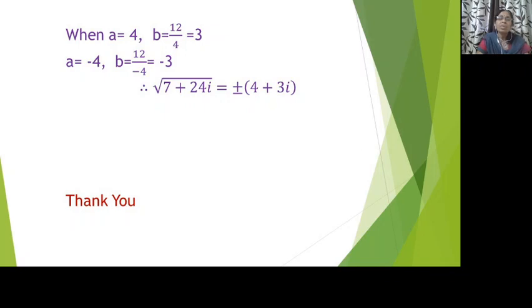So here we get the square root of 7 plus 24i is equal to plus or minus. In the first case, we get this complex number as 4 plus 3i. In the second case, we get minus 4 minus 3i. So finally, we get our answer: the square root of 7 plus 24i is equal to plus or minus (4 plus 3i). Thank you.